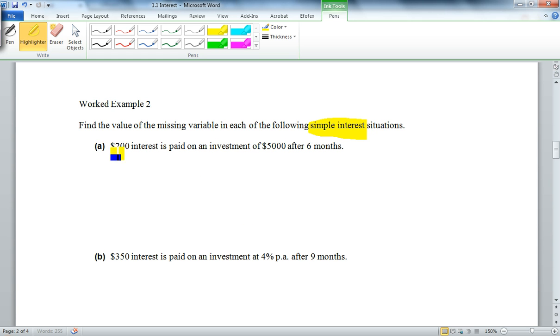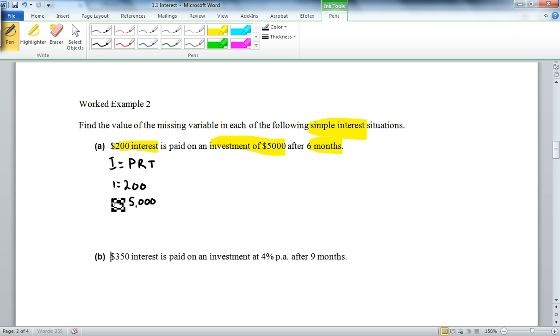So the first scenario, we have $200 interest, an investment of $5,000, and a time of 6 months. Because we're using simple interest, I'm going to write this simple interest formula, I equals PRT. And I'm going to identify what I can. Do I know the interest? Yes, I do. It says it's $200. Do I know the principal? Yes, I do. It's $5,000.